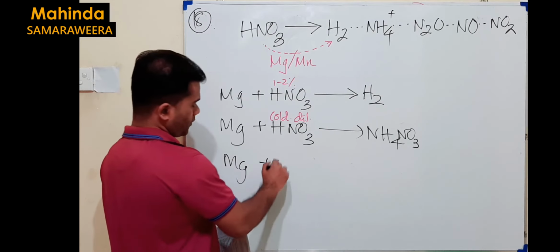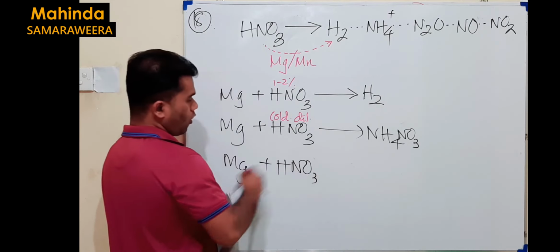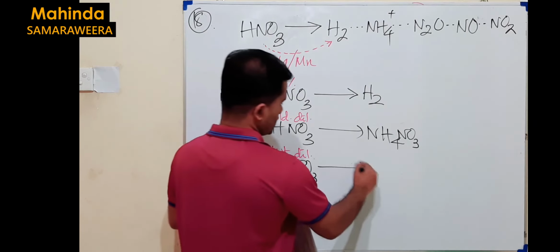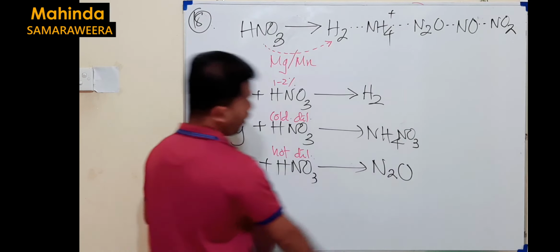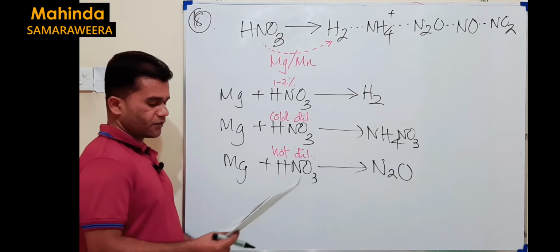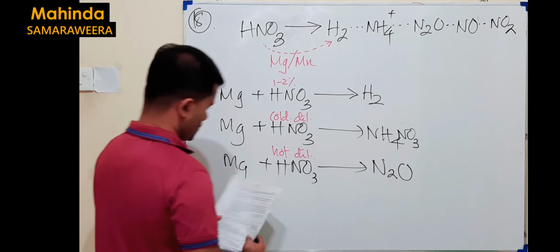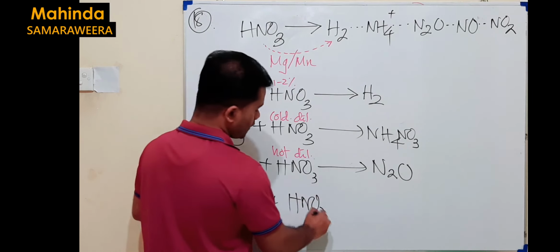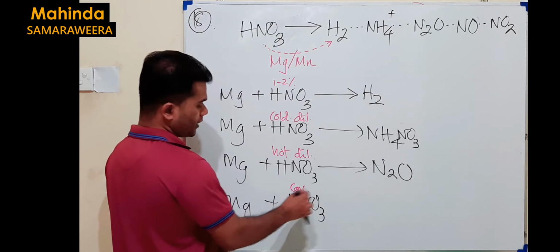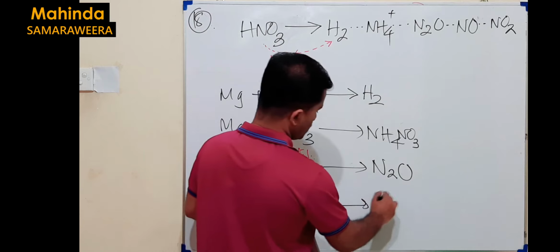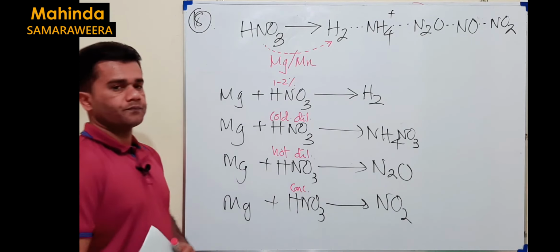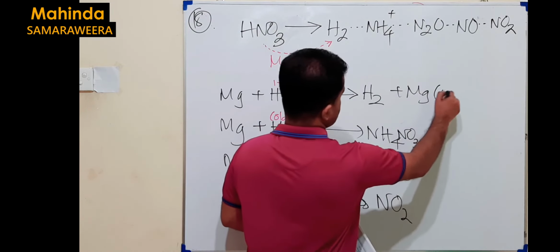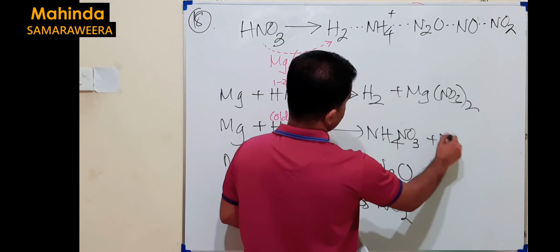Magnesium with nitric, but hot dilute nitric. With hot dilute nitric, this can give nitrous oxide. But magnesium with concentrated nitric will be reduced up to nitrogen dioxide. In all these cases, magnesium nitrate is formed.